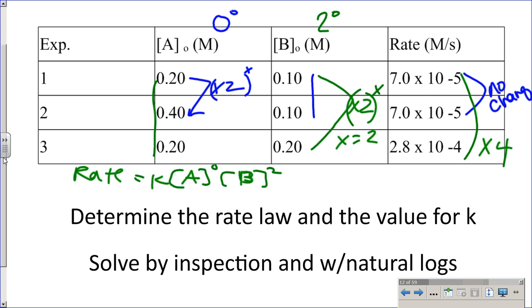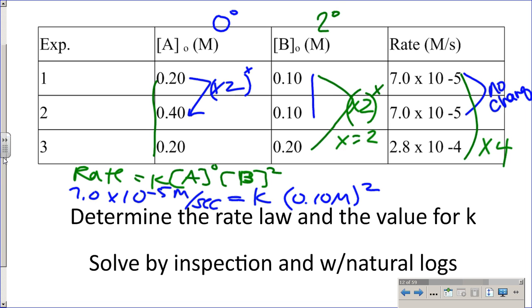Can we use the first trial? Is that okay? Okay. So the rate of the first trial is 7.0 times 10 to the negative fifth molarity per second, and we're solving for K. A doesn't matter, so I'm not going to include it. B does matter, because if I put A in there to the 0 power, it's just going to be 1, so that's why I'm ignoring it. B is 0.1 molar squared.